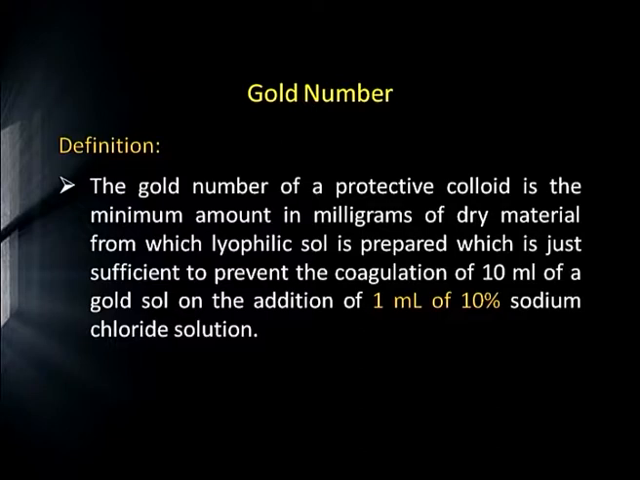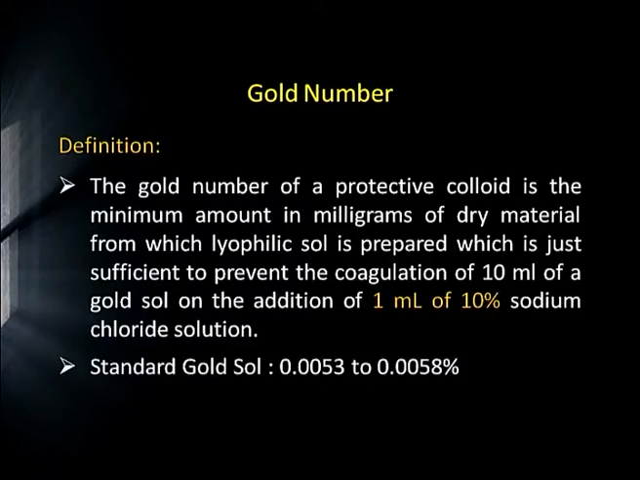So, a lot of experiments were carried out by Zsigmondy and he studied the amount of electrolytes required to bring about coagulation of the gold sol, and he came out with what is called gold number. The gold number can be defined as the minimum amount in milligrams of the dry material from which the lyophilic sol is prepared, which is just sufficient to prevent the coagulation of 10 ml of a standard gold sol on the addition of 1 ml of 10% sodium chloride solution.